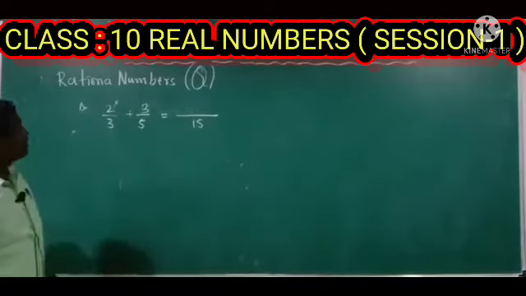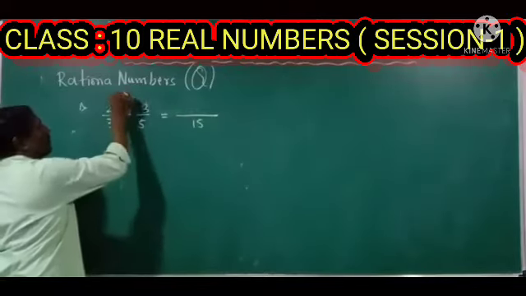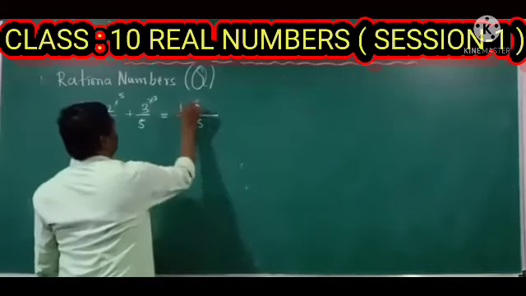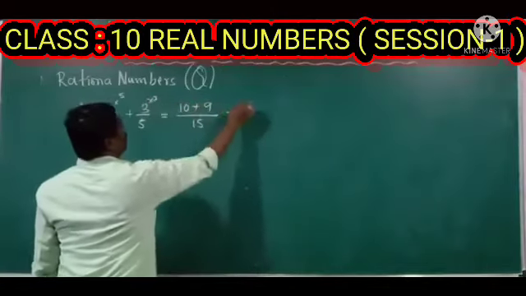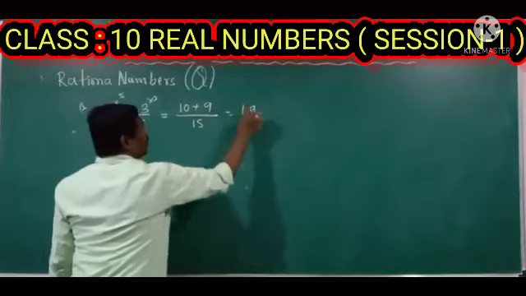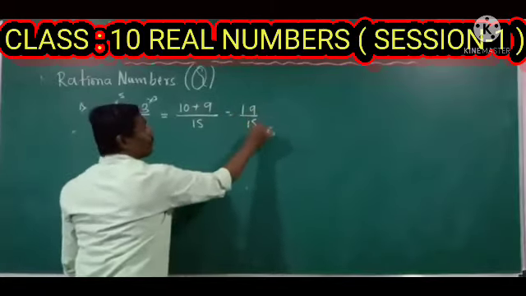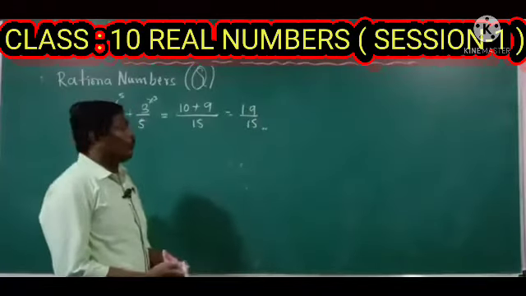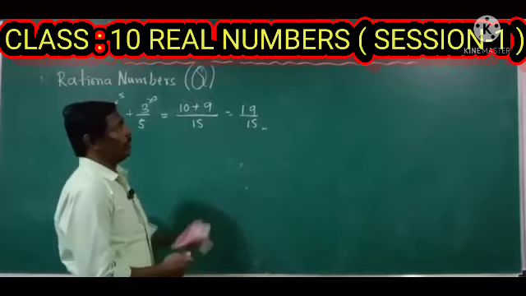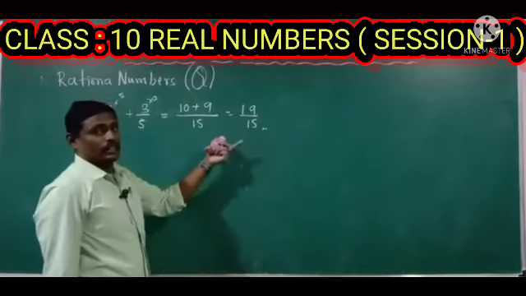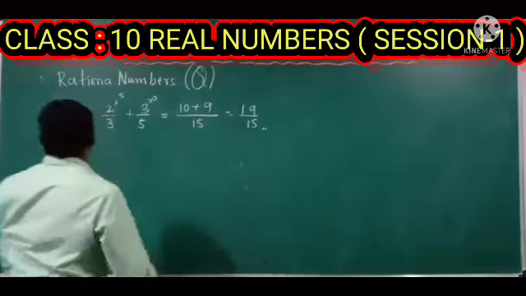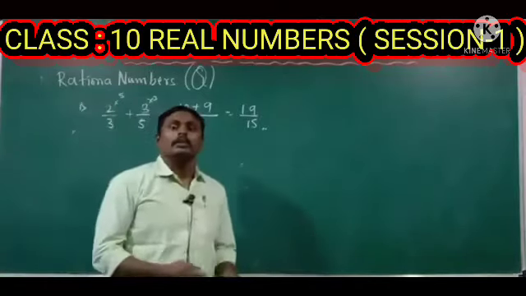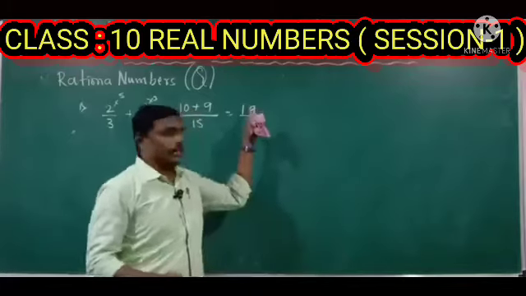If 15 is the LCM, what do I have to multiply here? 5, and here 3. 2 5s are 10, 3 3s are 9. So what am I getting now? 19 divided by 15. 19 by 15 is also a rational number because it is in the form of P by Q only. So first, when we add two rational numbers, the resultant value is also rational only.